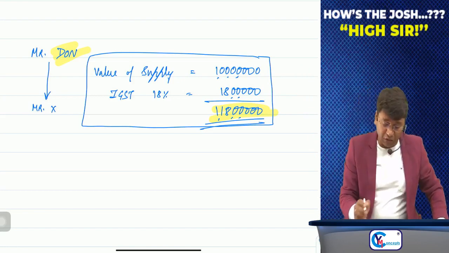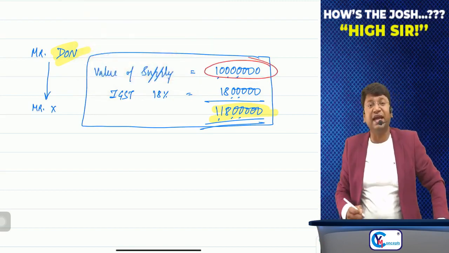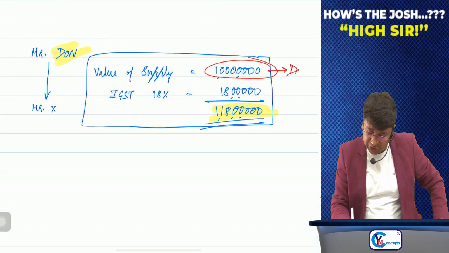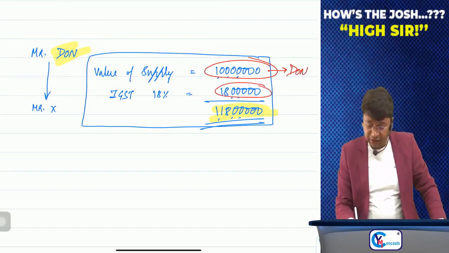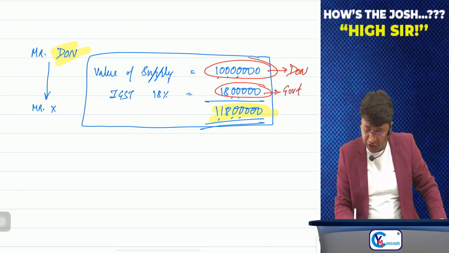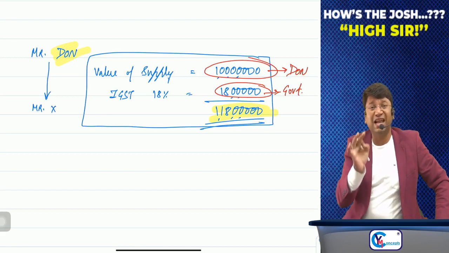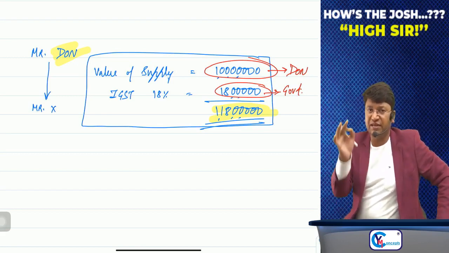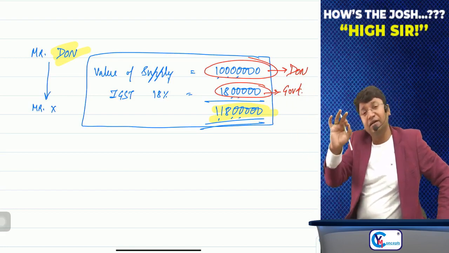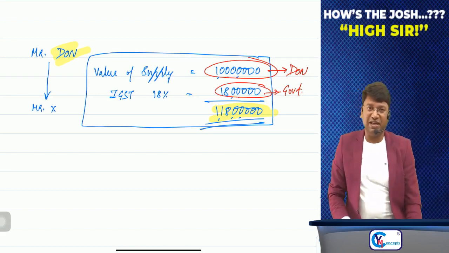In this case, what will happen now? Sir, Mr. Don will raise the invoice of only rupees 1 crore, and Mr. X will pay only rupees 1 crore to Mr. Don. And Mr. X, who is the recipient, will pay this rupees 18 lakh directly to the government, and not to Mr. Don. So here the recipient will be liable to pay tax to the government directly, and Mr. X will pay the entire 18 lakh to the government directly, and he will pay only rupees 1 crore to Don. So this is an example of why reverse charge mechanism was introduced.